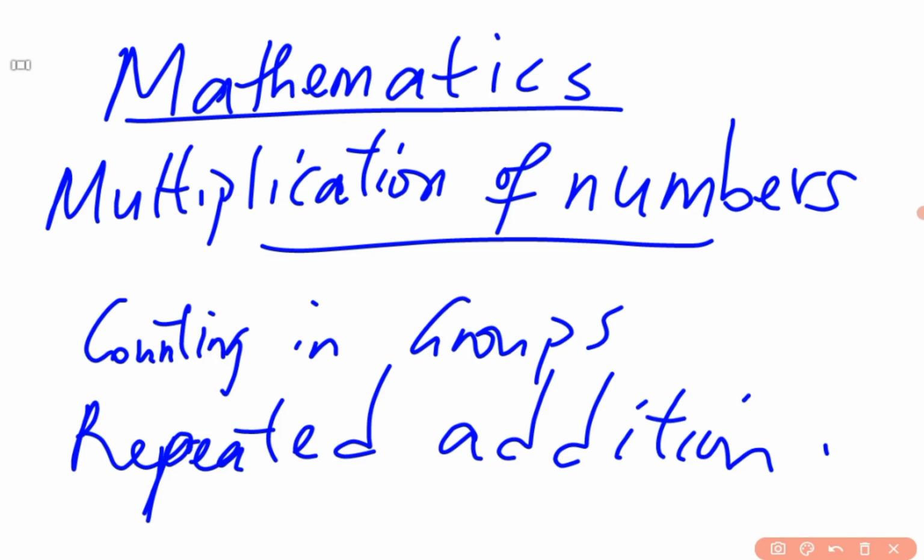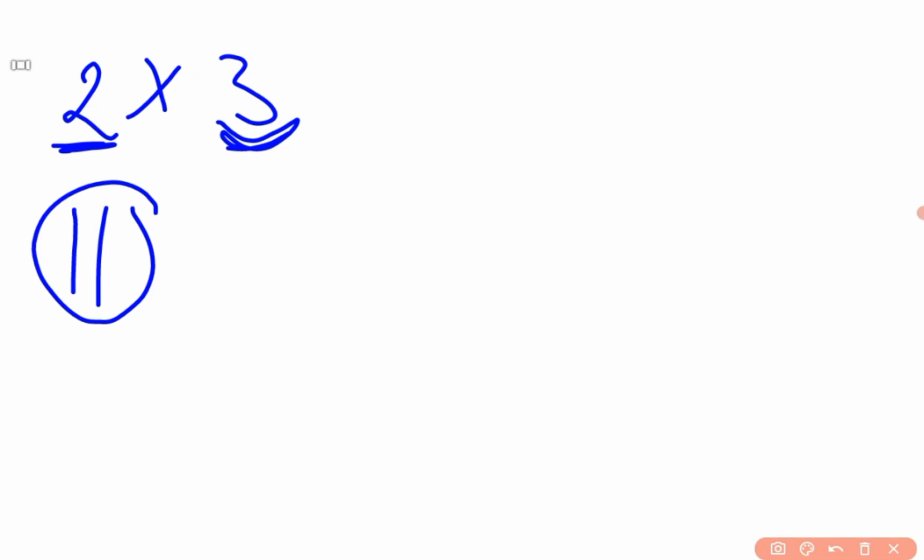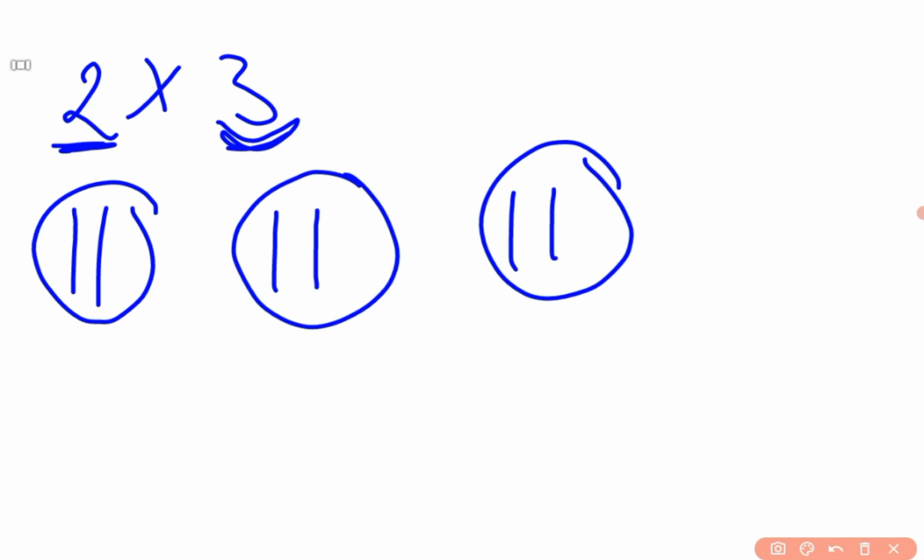So let me illustrate what I'm saying. What I am saying is counting in groups. For example, let's say 2 times 3. It simply means I need to tie bundles of 2, 3 places. So I'll make 1 2. This is one place. 1 2 again. This is a second place. And 1 2. This is a third place. So you see, this is 3 places. So now I join everything and I count together. So when I join everything and count together, I'm going to have 1 2 3 4 5 6. So the answer is 6.